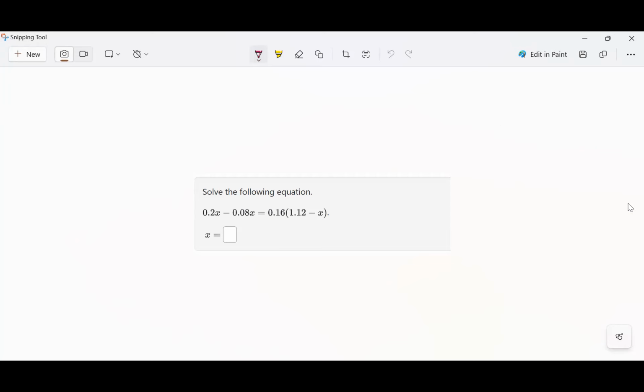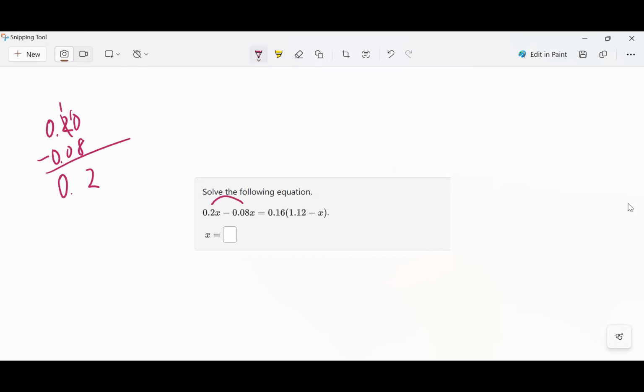All right, guys, let's go over the solutions here. So first of all, you're gonna combine like terms on the left-hand side. So you get 0.2 minus 0.08. And so you subtract it. So carry up, borrow 1 from 2, right? You get 10 minus 8, that's 2. And this one becomes 1, right? 1 minus 0, that's 0.12.